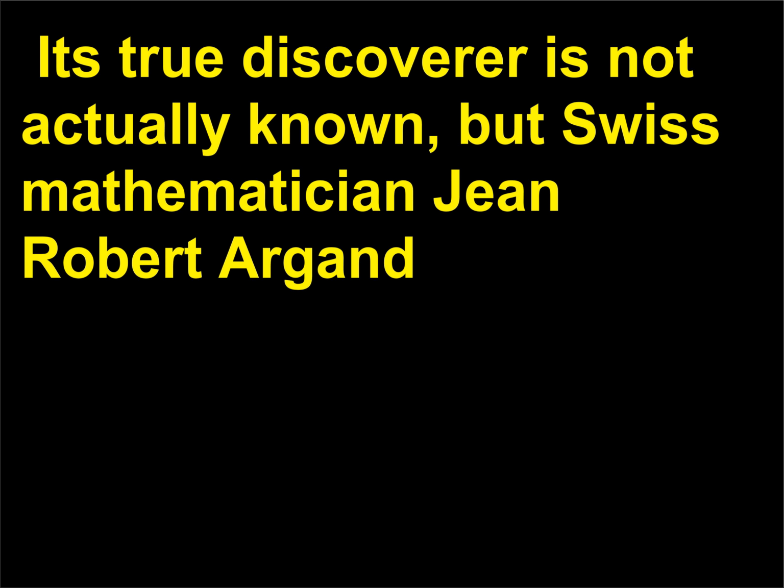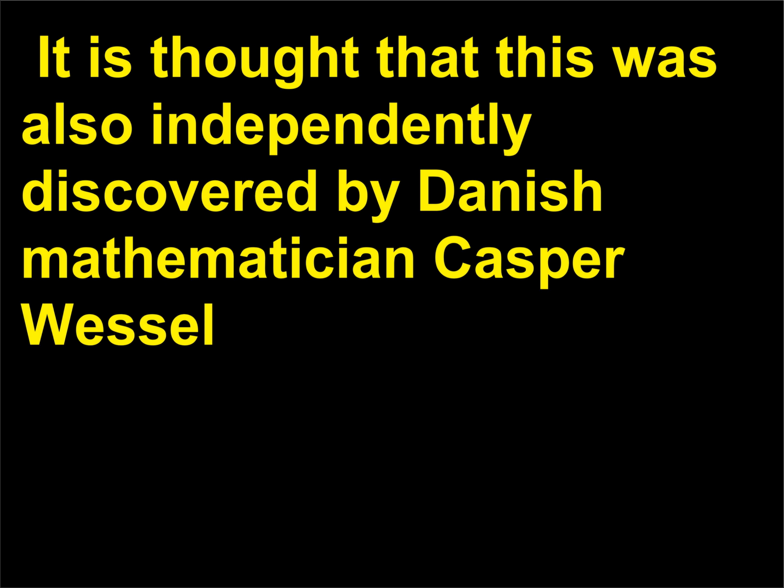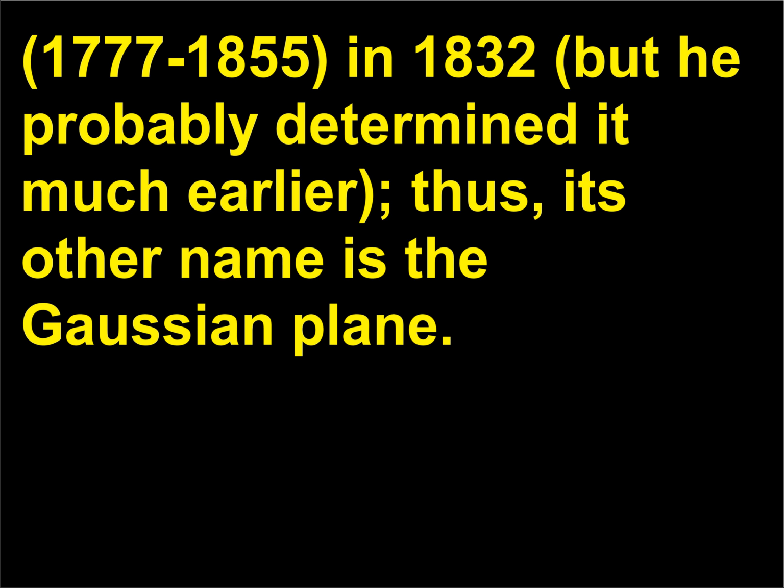Its true discoverer is not actually known, but Swiss mathematician Jean-Robert Argand, 1768 to 1822, is given credit for the diagram. It is thought that this was also independently discovered by Danish mathematician Caspar Wessel, 1745 to 1818, and later by German mathematician and physicist Carl Friedrich Gauss, 1777 to 1855, in 1832, but he probably determined it much earlier, thus, its other name is the Gaussian plane.